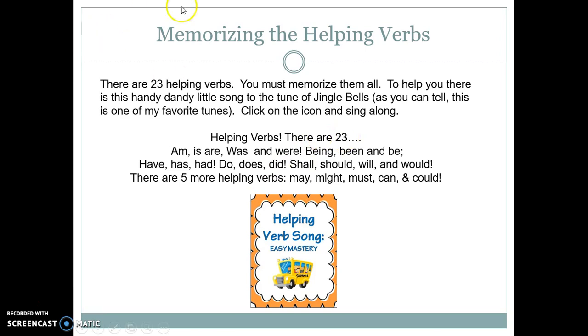But these are some examples that you can write down on your bottom half of your foldable where I have examples. Am, is, are, was, and were, being, been, and be, have, has, had, do, does, did, shall, should, will, and would. There are 5 more helping verbs: may, might, must, and could. Don't write them all down. Pick some. Okay, and yes, look, I forgot a comma in between is and are. Another mistake. Oh my goodness.